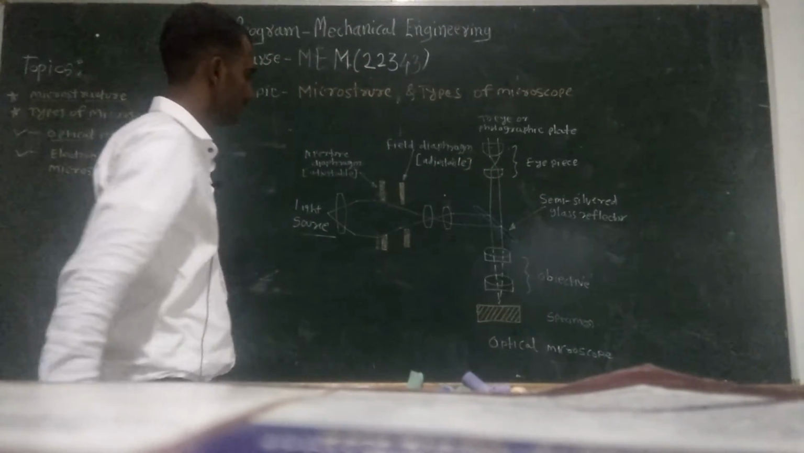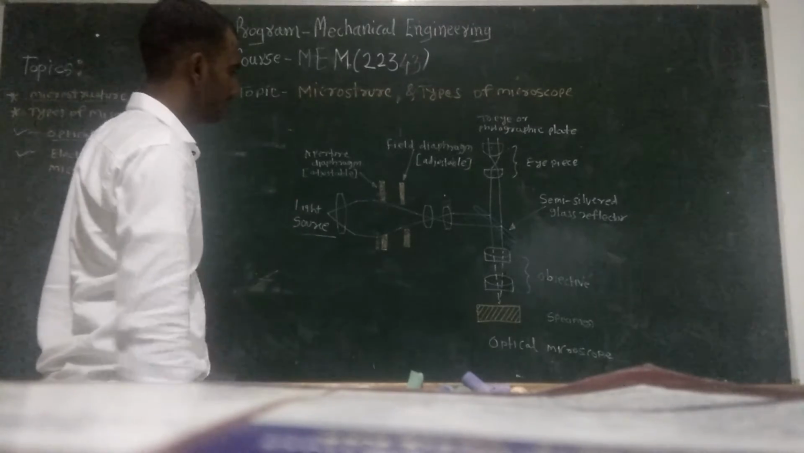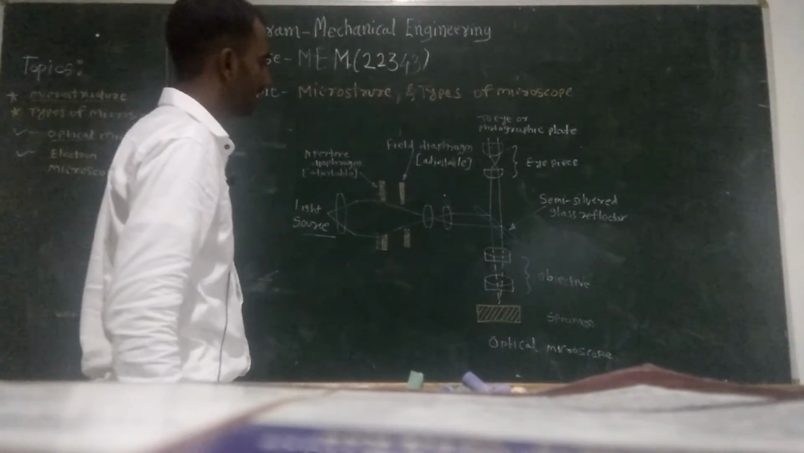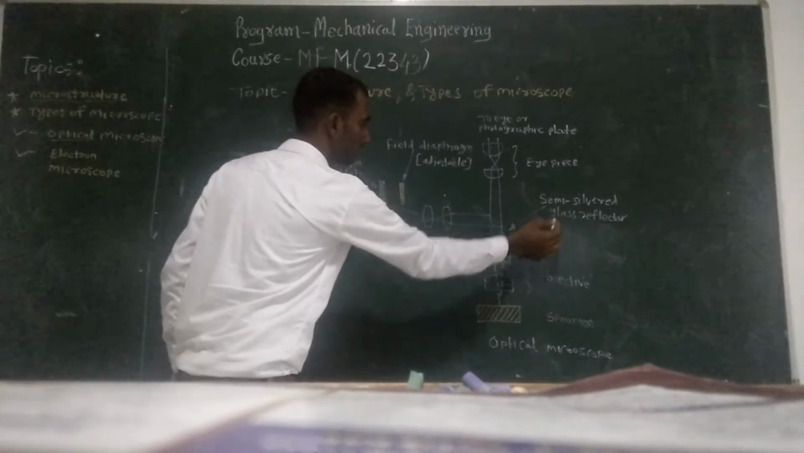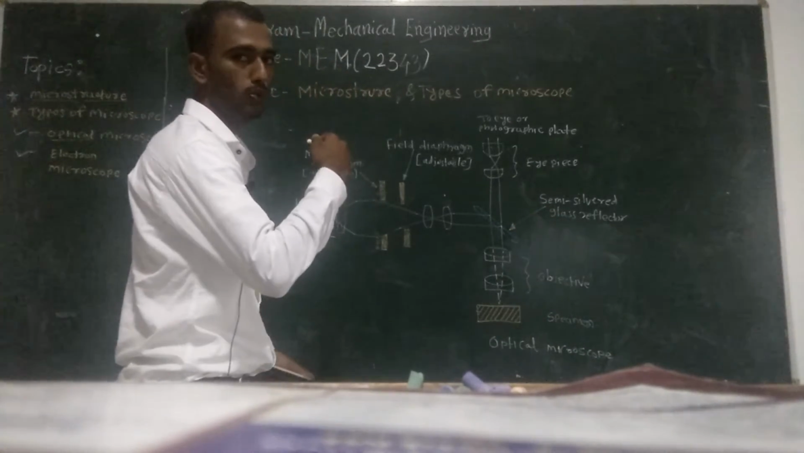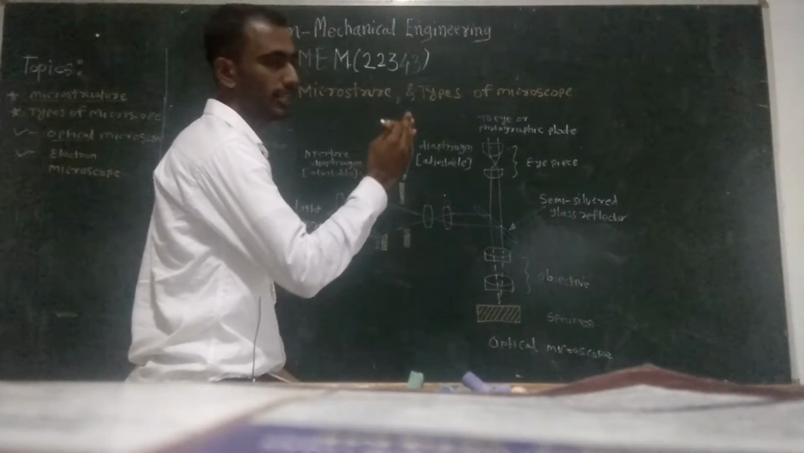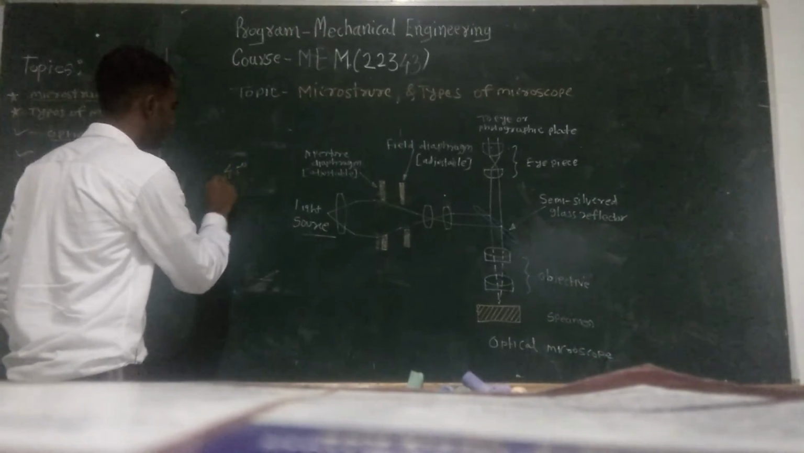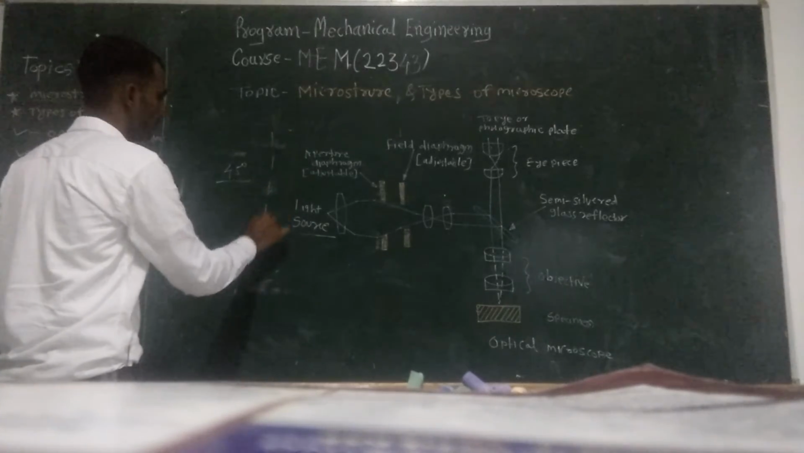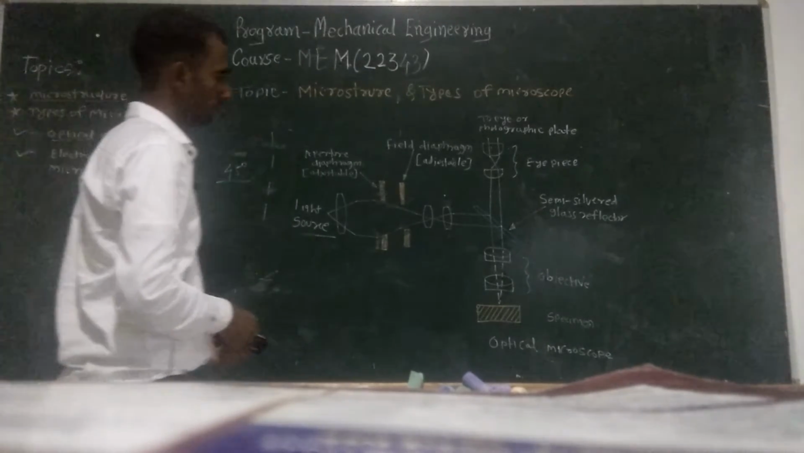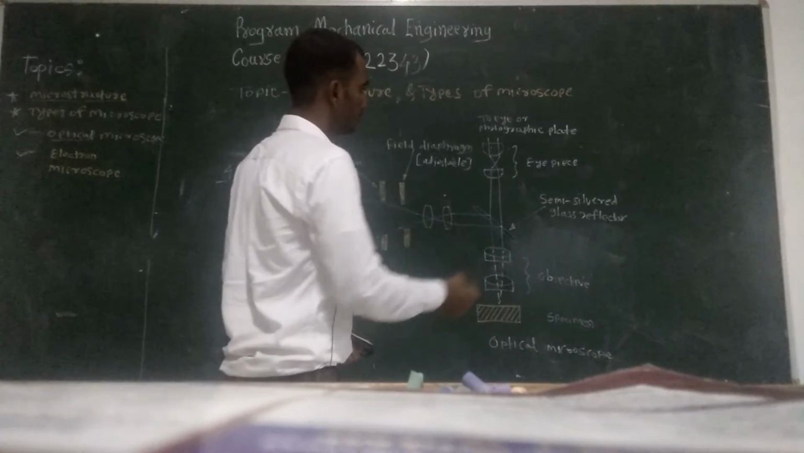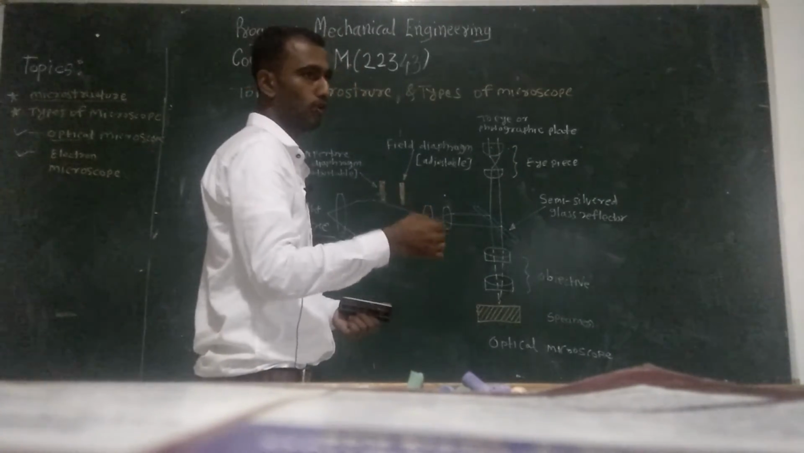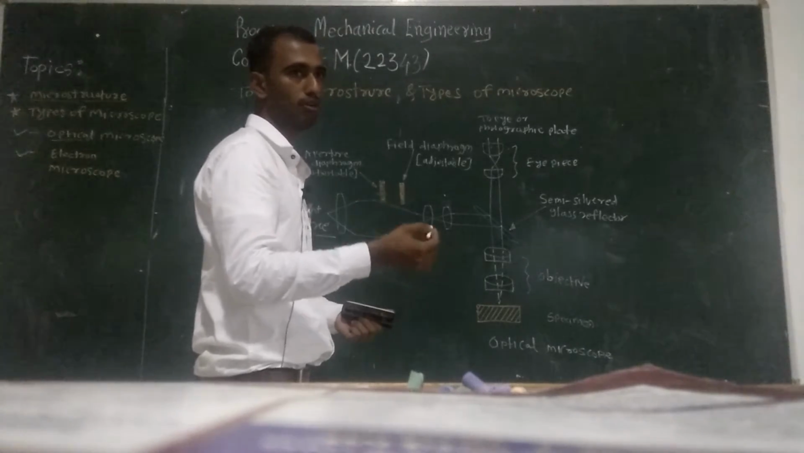Both are adjustable in nature, meaning we can adjust them according to our requirement. Next, it consists of a semi-silver glass reflector which is inclined to the vertical axis at 45 degrees. The angle is 45 degrees to the vertical axis. Now, it consists of two eyepieces through which we can observe the microstructure of a given metal or alloy.